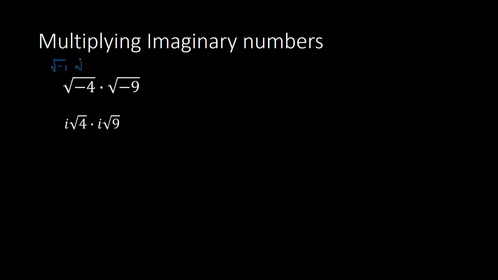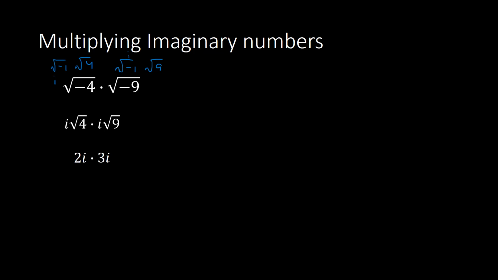Square root of -1 times the square root of 4. Square root of -1 is i. So we have i times the square root of 4. And the same thing here. Square root of -1 times the square root of 9. This would be i times the square root of 9. And then the square root of 4 we know is 2. And the square root of 9 is 3.